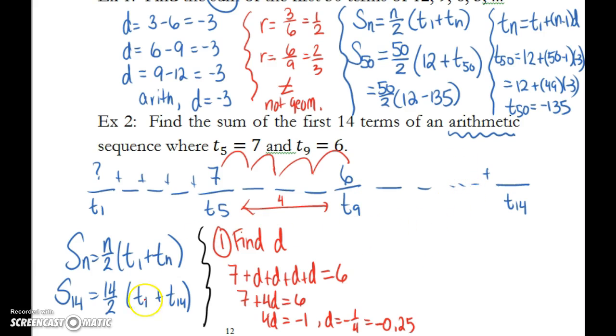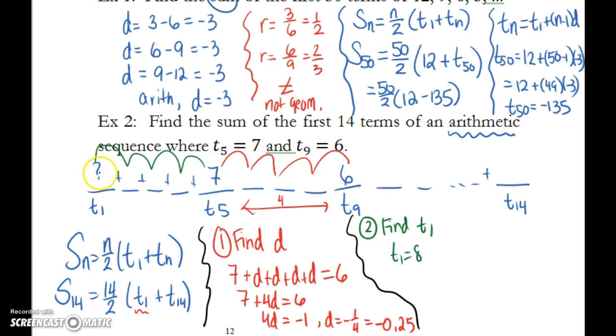Now we want to find our first term, so we can plug that into our formula for T1. So let's find T1. In order to find T1, you can do it a couple of ways. We know that it is subtracting 0.25 going to the right. So you can add to go to the left, and you have to add 1, 2, 3, 4 0.25s to go to the left. So basically you're adding 1, and you can get T1 equals 8.